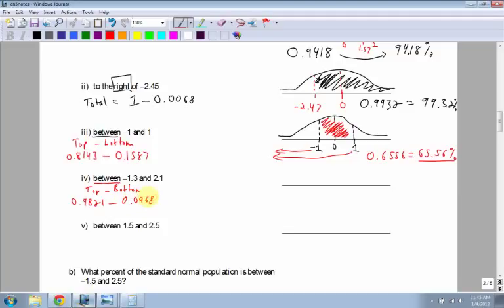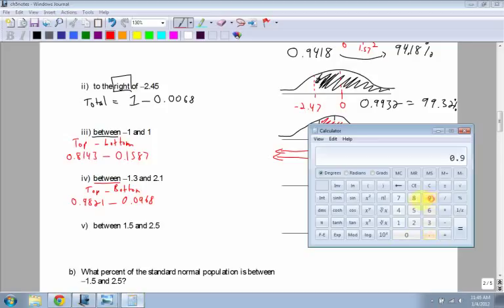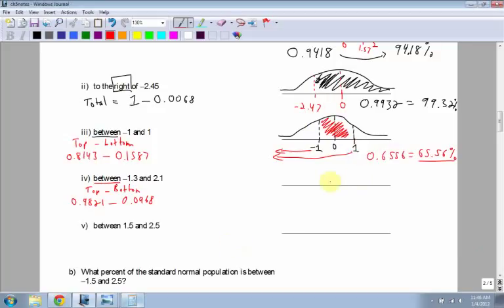I subtract the two, so I get 0.9821 minus 0.0968, and I get an area of 0.8853. I didn't sketch this one this time because I'm just dealing with the areas. So 88.53% of the data would lie between -1.3 and 2.1. Same method as right above there.